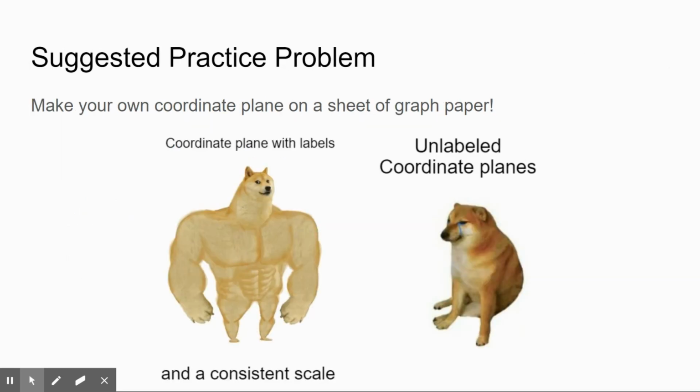Suggested practice problems are real simple for today. All you're going to do is make your own coordinate plane. I would very much suggest using a sheet of graph paper for this, though if you are one of my students, you can use Kami to do that as well. Do what you need to. Please remember to make sure you label your coordinate plane as well. Make sure we know which ones are the x and y values, and what your scale is. Make sure it's consistent. Good luck.